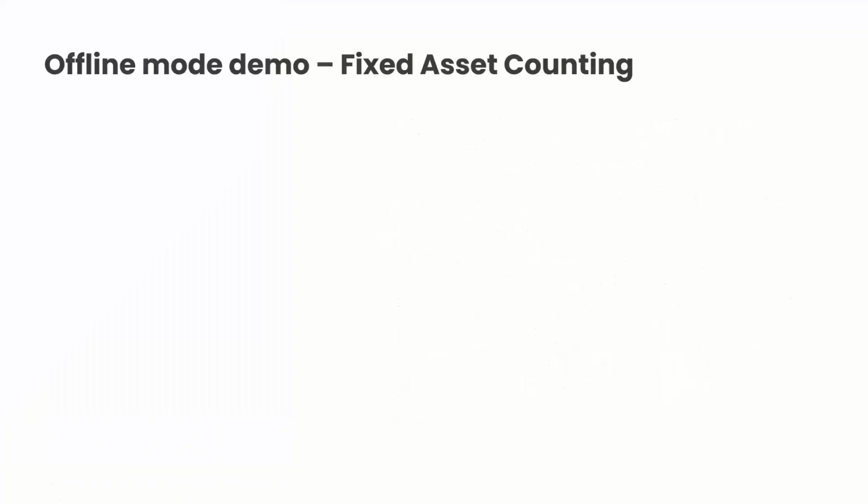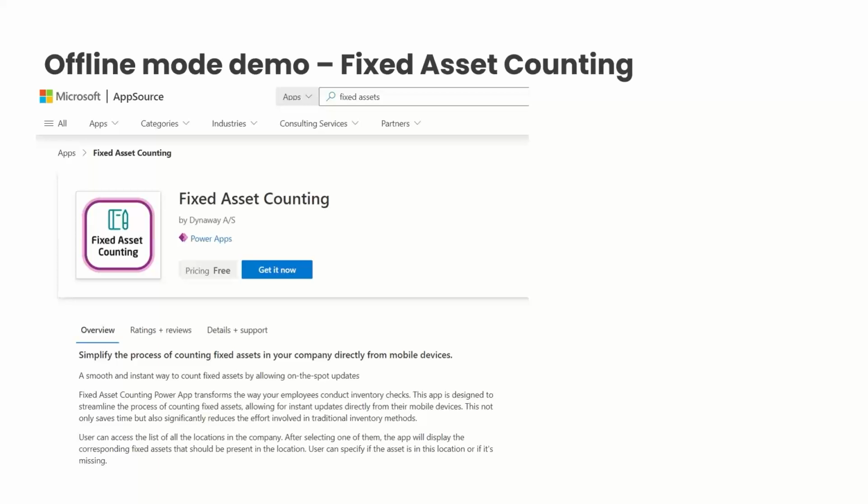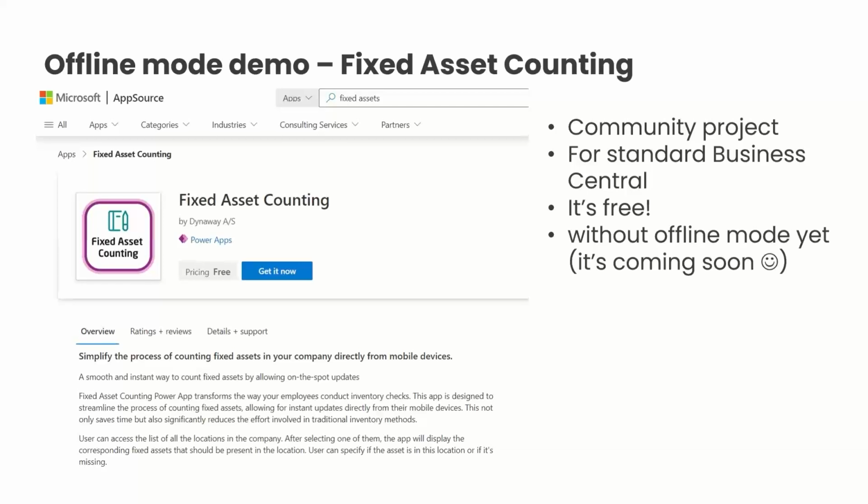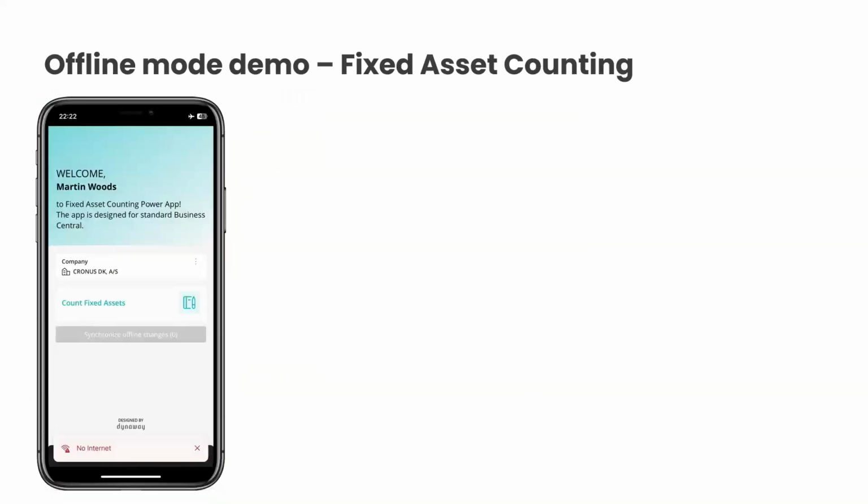Okay, and now to the fixed asset counting Power App I mentioned before. It's a community project for standard Business Central. It's free. You can download it from AppSource, and it's without offline, but let me show you how it looks like. I will show you the version I'm currently working on.